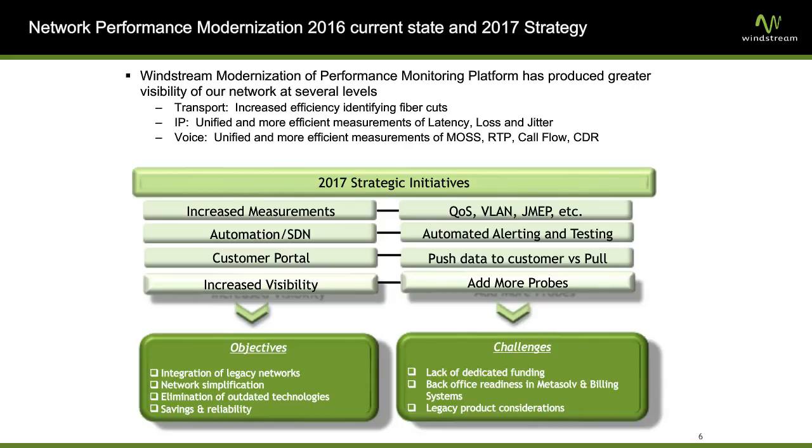This allowed us to achieve our objectives. We integrated our legacy networks. We got rid of some of these legacy performance monitoring systems. We simplified our network, again, not having four. We eliminated some outdated technologies. Many of you are probably familiar with certain vendors that have dedicated platforms. We got rid of all of that, and that was significant for us. And then savings and reliability. The truck rolls were one of our largest savings, not having to roll someone in the field.